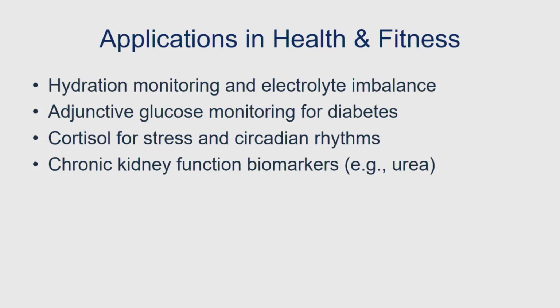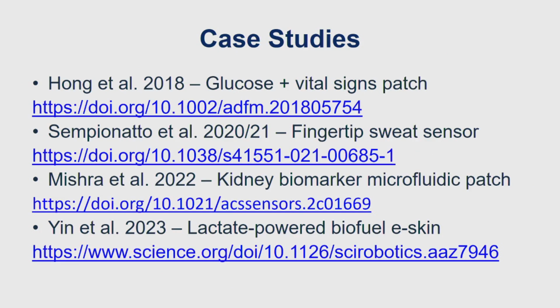Okay, and so these wearable devices are finding use in adjunctive glucose monitoring for diabetes, and cortisol for stress and circadian rhythms. And as I said, urea is one of the biggest biomarkers normally explored by epidermal wearable sensors, being a bioindicator or biomarker of chronic kidney function disorder. That's where you measure urea as well.